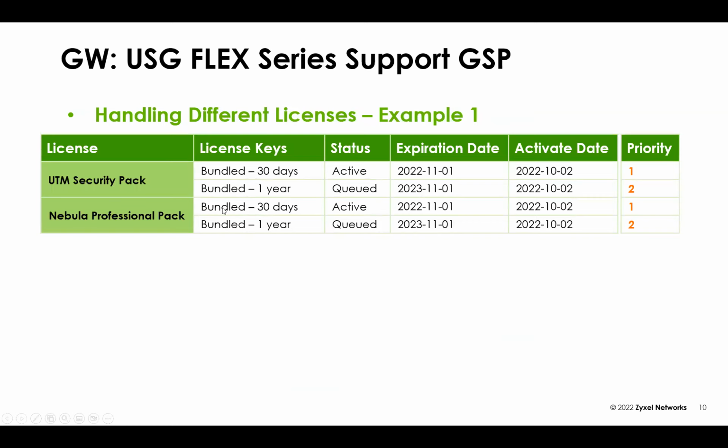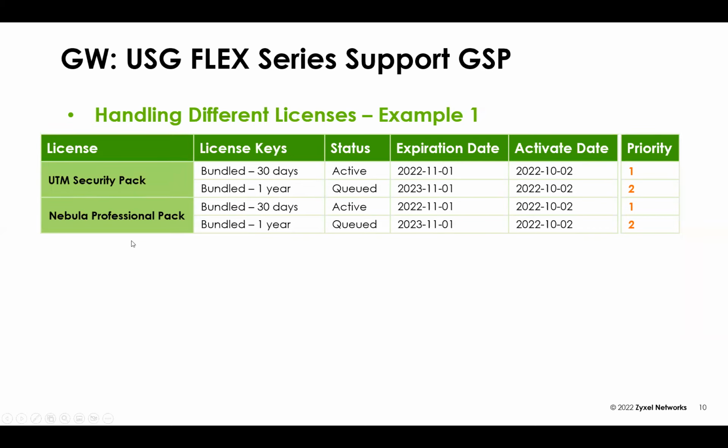So here's an example. We have a UTM security pack that has been activated. The activation date was October 2nd. The expiration date is going to be November 1st because it has the 30-day trial on the UTM security pack. There's also a bundled 1-year license. So in this particular instance, we have a bundled 1-year license that has the 30-day trial. So you have the 13 months. So it activates the 30-day trial first.